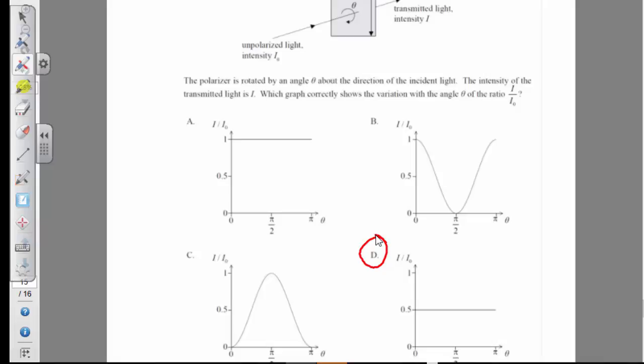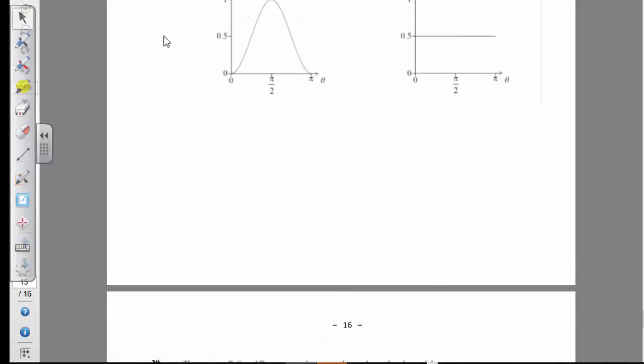If this were polarized light, the answer would be different. If we were shining polarized light at the polarizer, then when it's in line, we would get all of the incident light getting through, and when it's exactly perpendicular, then we get 0. So then it would look more like B. But in this case, that's not true because we have unpolarized light shining at the polarizer.